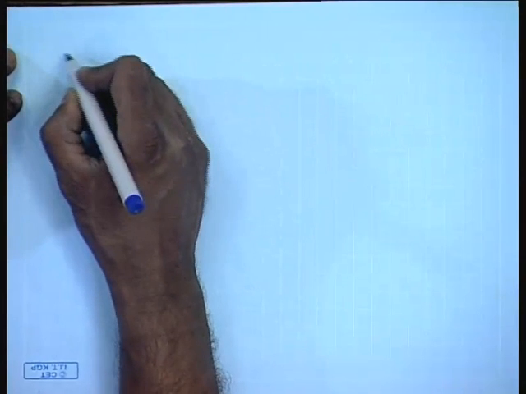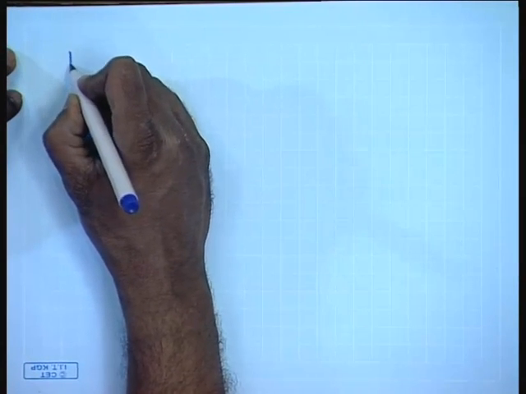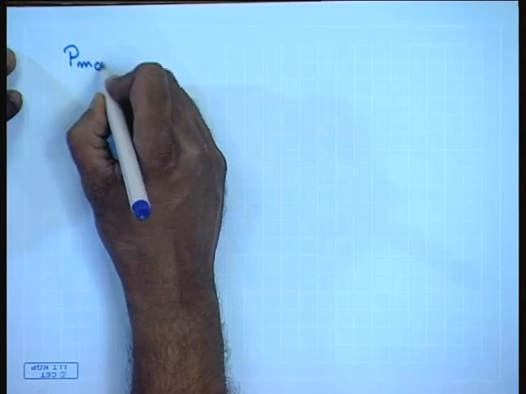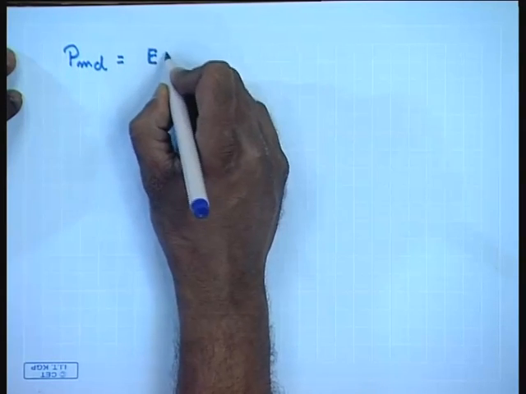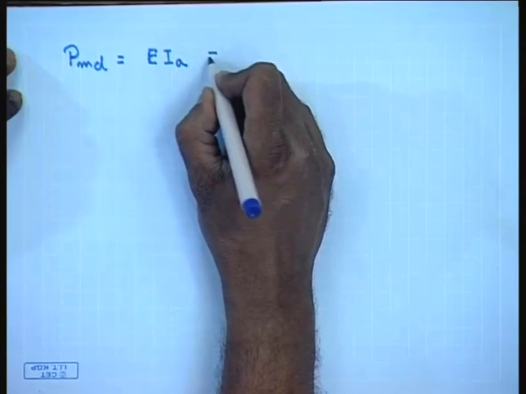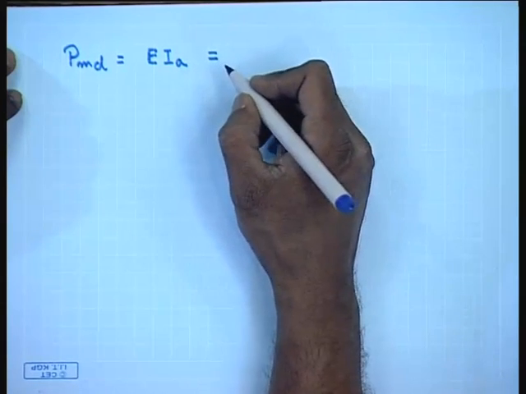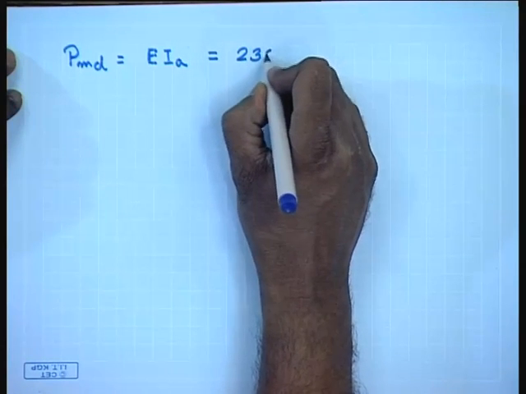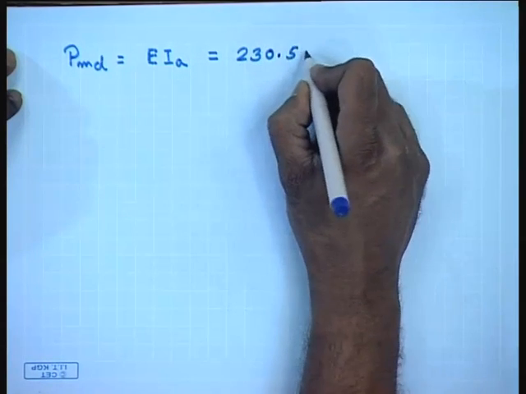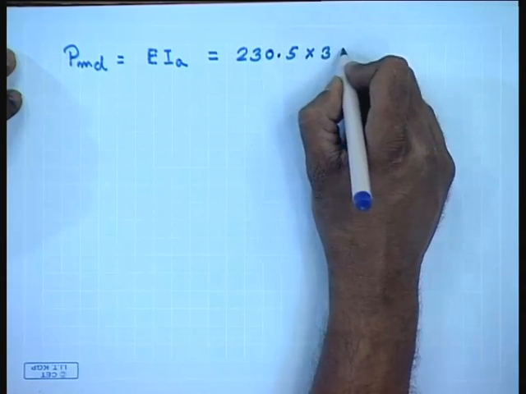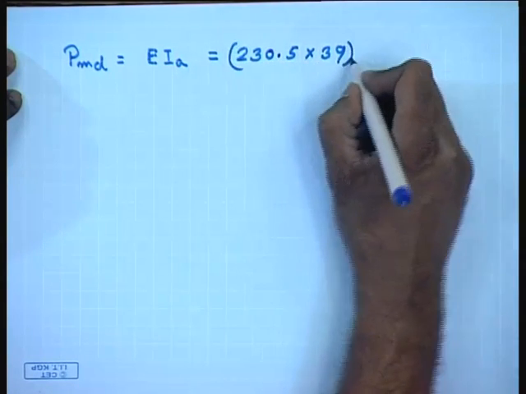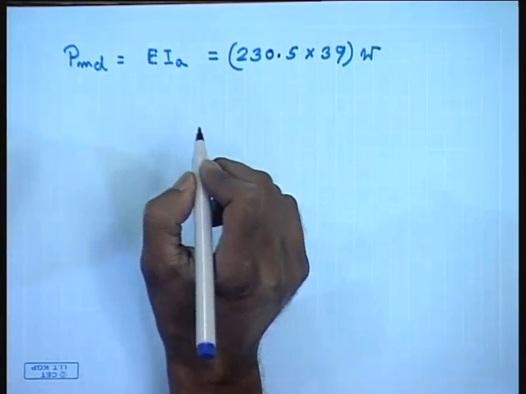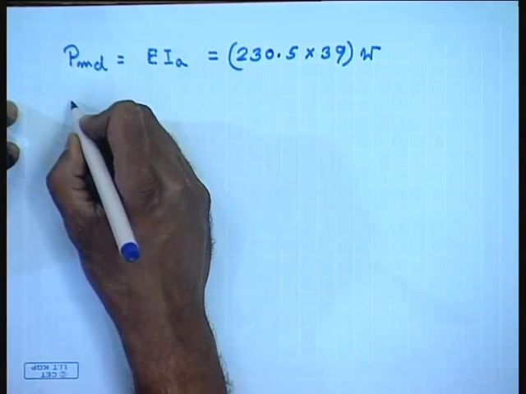So, how do I find out the efficiency under load condition? The developed mechanical power under load condition, Pm developed equal to E into Ia, this is equal to 230.5 into 39 watts. What is the mechanical loss?